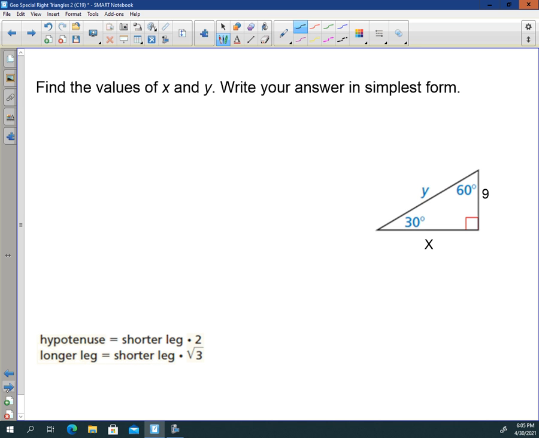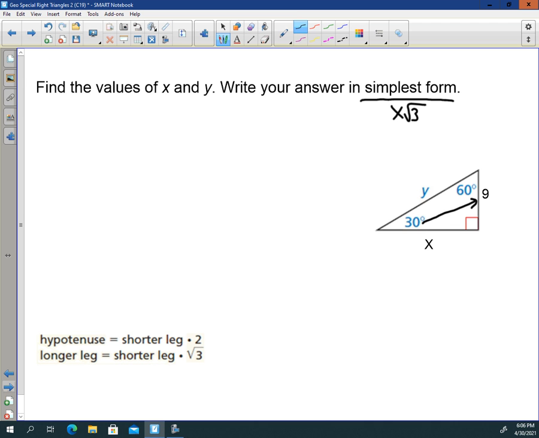So we're going to find the values of x and y, and we're going to write our answer in simplest form. Simplest form is things that look like something times the square root of 3 or times the square root of 4 or whatever. That's what simplest form means. So it looks as though this is a right triangle, so that's good news. And then across from this 30-degree angle is a 9, and that 9 is sitting on the shortest side because the shortest leg is always the one across from the 30-degree angle.